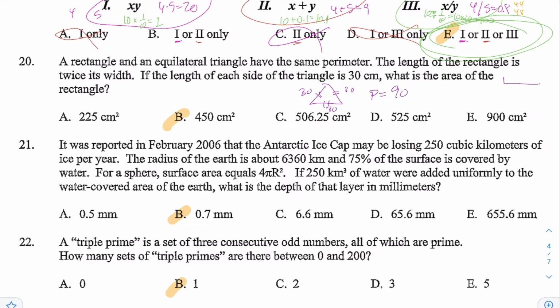For the rectangle, though, you know that the length is twice its width. So you have the width, and the length is 2w. So the perimeter here will be 2w plus 2w plus w plus w, or 6w. And this 6w has to be equal to 90. So 6w is equal to 90, and the width has to be 15. So that means that the area of the rectangle will be 15 times 30, and the area here will be 450. Choice B.